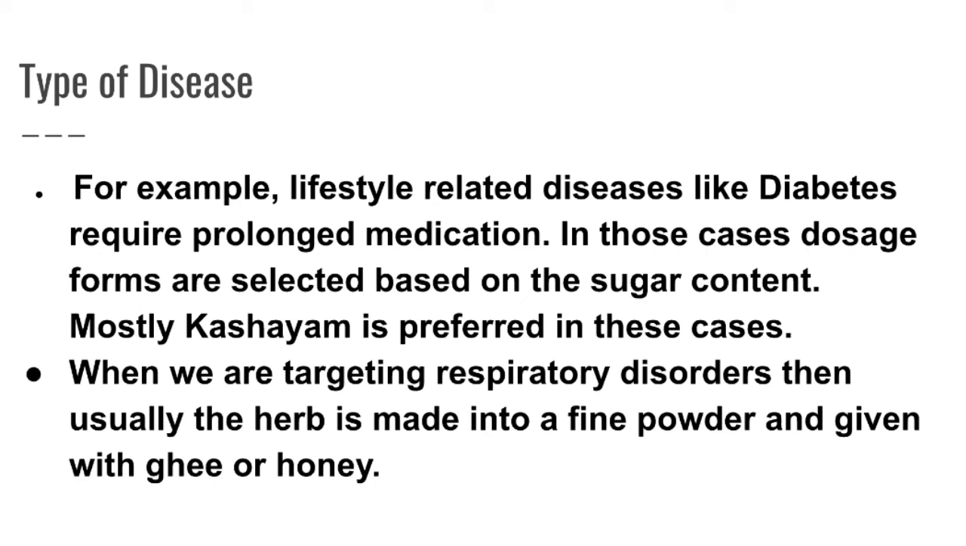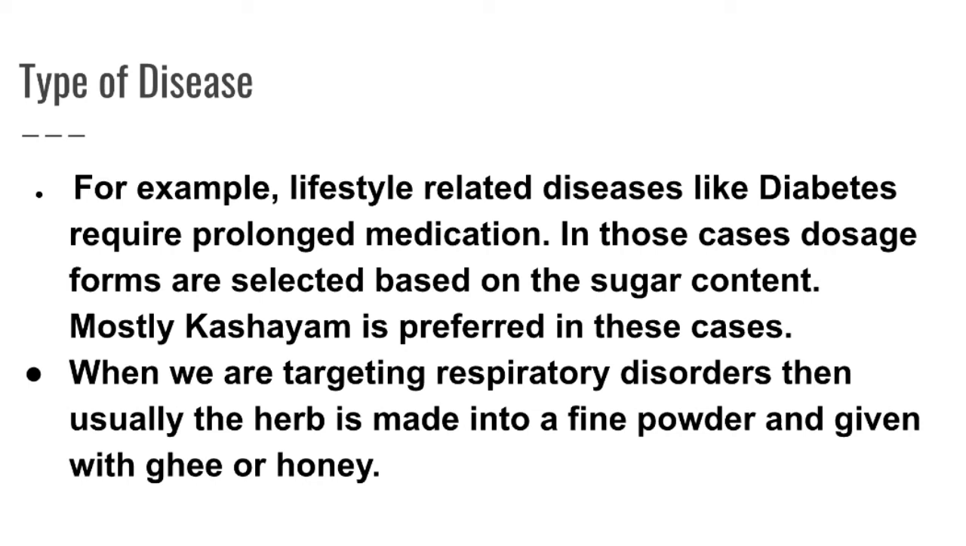Next are the types of diseases. Suppose you have prolonged lifestyle diseases like diabetes. At that time, the dosage form will be checked for whether it has sugar content or not, and whether it can be taken for a prolonged period of time or not. These cases are taken into consideration. For this, as I told you, Kashayam will always be a clear winner. So Kashayam is preferred in these cases.